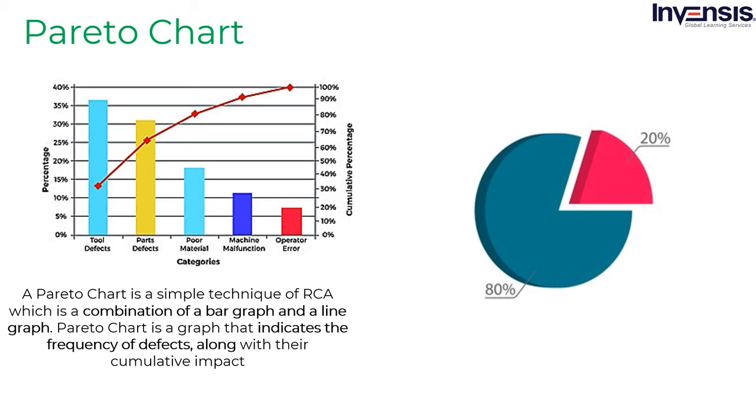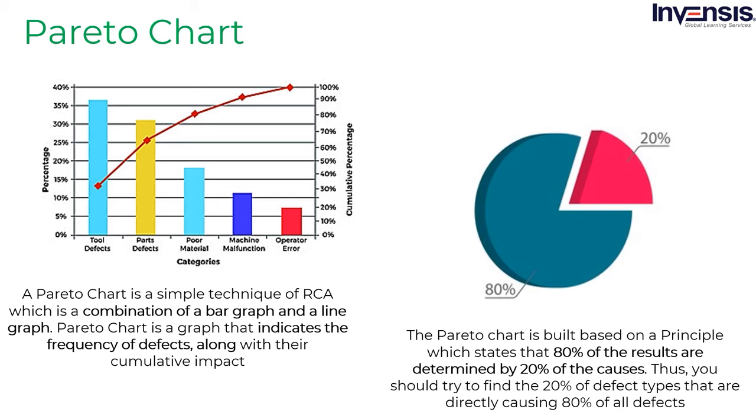What is the Pareto principle? The Pareto chart is built based on a principle. This principle states that 80% of the results are determined by 20% of the causes. Thus, you should try to find the 20% of defect types that are directly causing 80% of all defects.